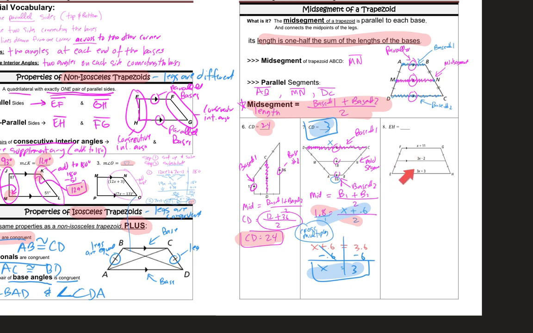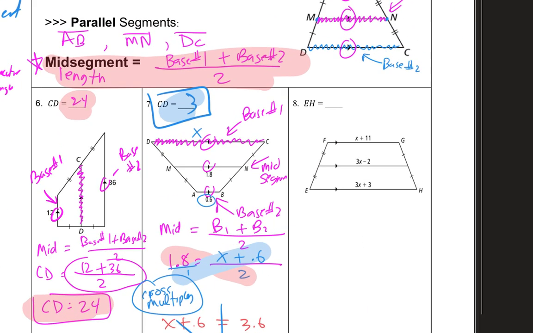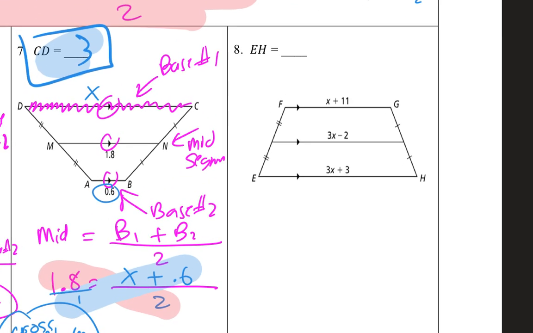Okay, so now let's move on to our last one. This is the highest level one. We got this. See if you can at least set this one up on your own. All right, so EH, what are we looking for? We're looking for this right over here. Let's indicate that one. That's what we're trying to find the length of.